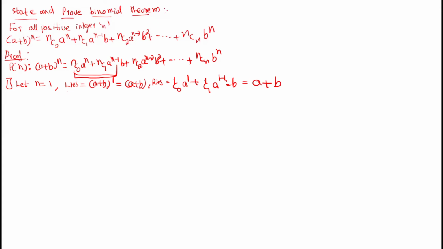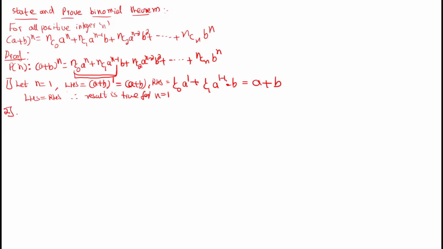a plus b. Okay, now see, LHS value is equal to a plus b and RHS value is equal to a plus b, so that we can conclude, right? LHS is equal to RHS. Therefore, result is true for n is equal to 1. This is the first step.